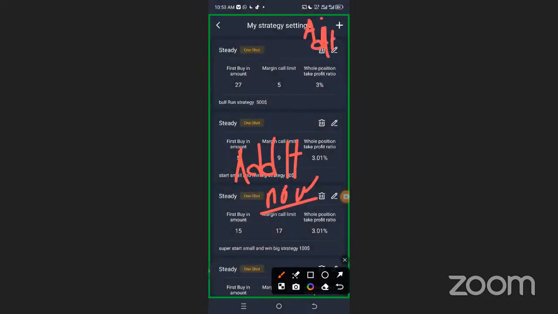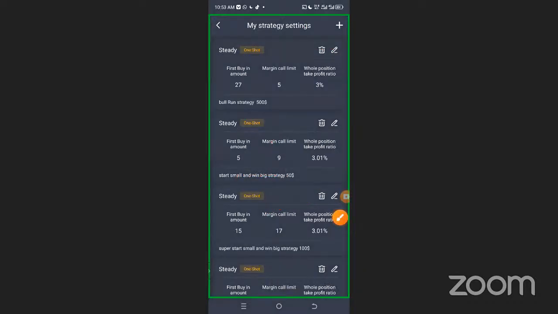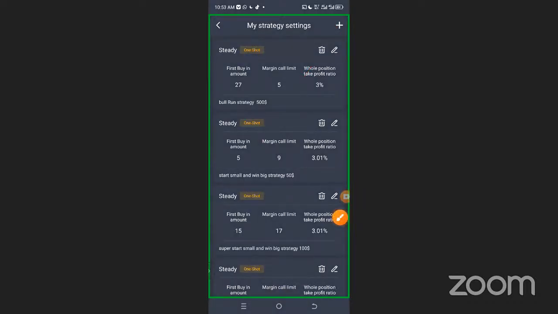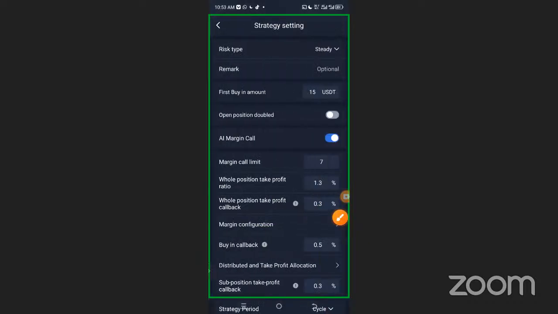When you have saved any strategy, like me here, I have saved very many strategies within my RoyalQ, you will find a plus sign here. Click on the plus sign. When you click on the plus sign, come to Risk Type.